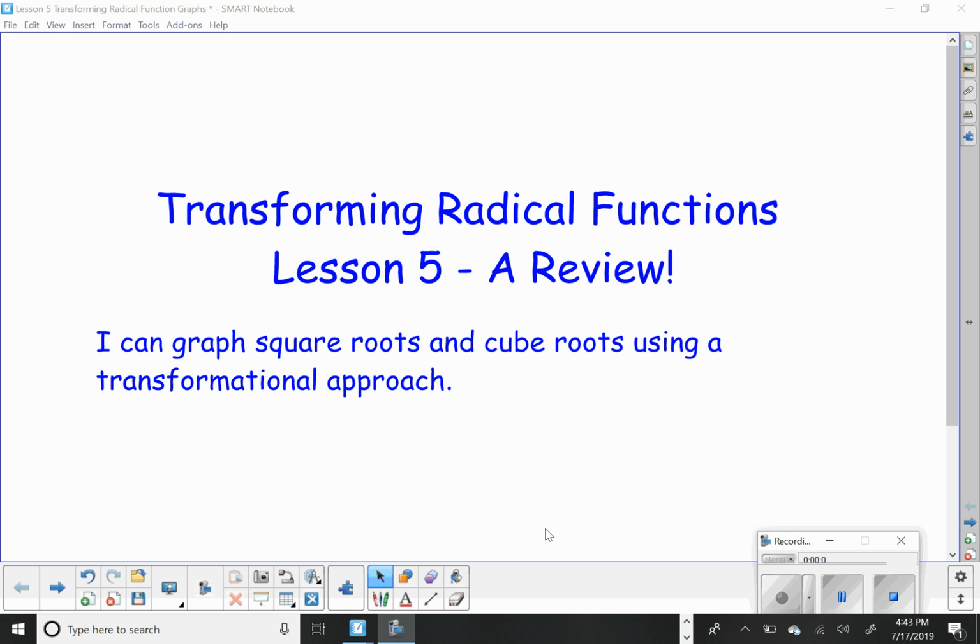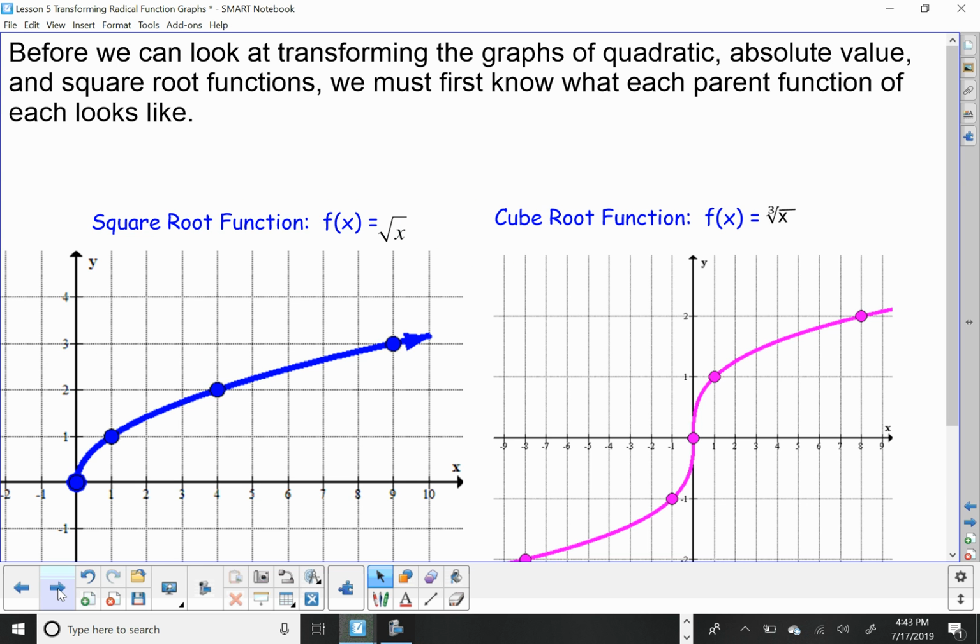Transforming radical functions, or graphing radical functions. You'll be able to graph square roots and cube roots using the transformational approach that we learned back in Unit 2.